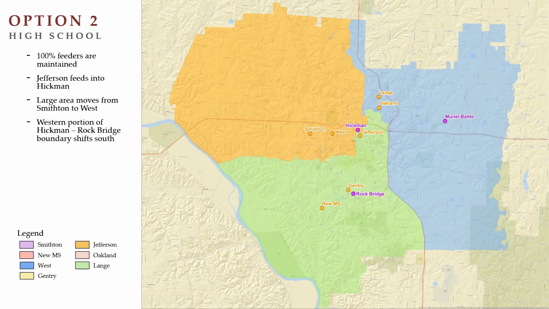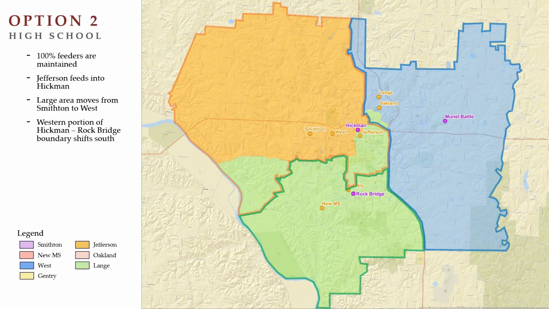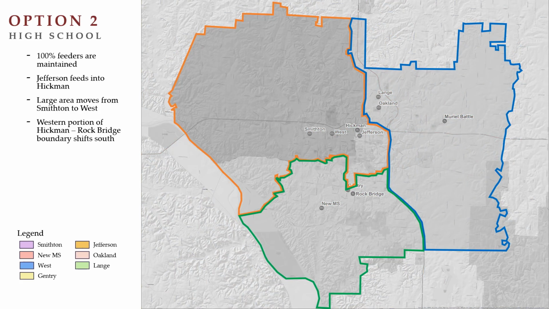Okay, here's option 2, the high school boundaries. So here's current, proposed changes, and now we'll fade back the color. And here's our change areas. And so we've got over here on that west side corresponding to that middle school change from Gentry into Smithton. We have this area also going to Hickman. We show Jefferson, the remaining boundary, feeding into Hickman. And then again, that area moving from Jefferson to Oakland would also feed into Battle.